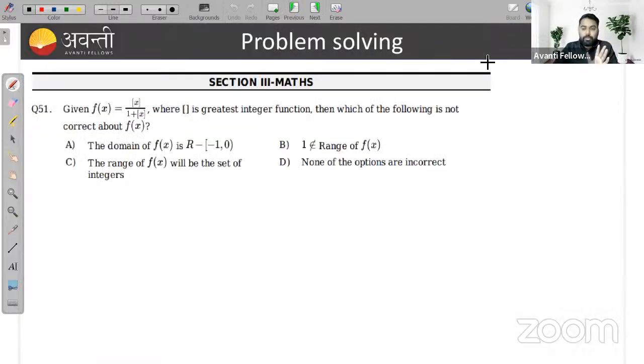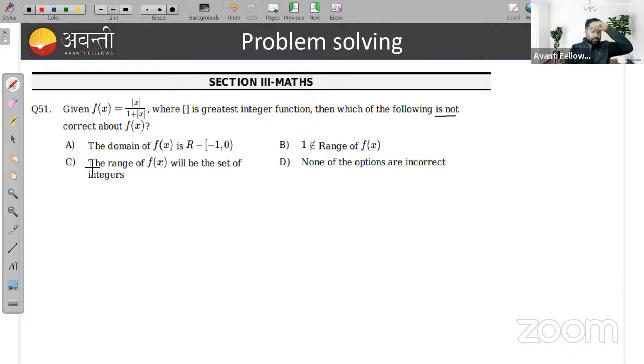On your screen you can see the first question, number 51, where you are asked to find the range of the function f of x is equal to greatest integer function of x upon 1 plus greatest integer of x. There are four options given, and you have to choose which one is not correct.